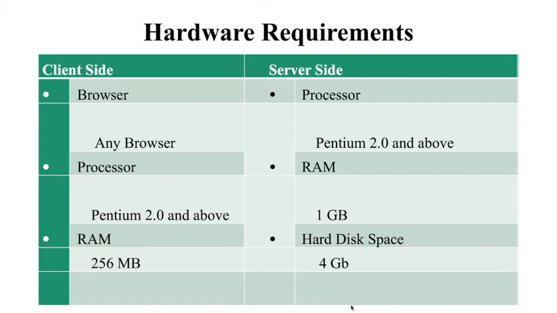Processor we use generally Pentium 2 and above. For user side or visitor side we use processor Pentium 2 and above just like the server one. And for servers we also use random access memory of 1 GB RAM. For browser or client side we use RAM of 256 megabytes and for server side we use hard disk space of at least 4 GB.